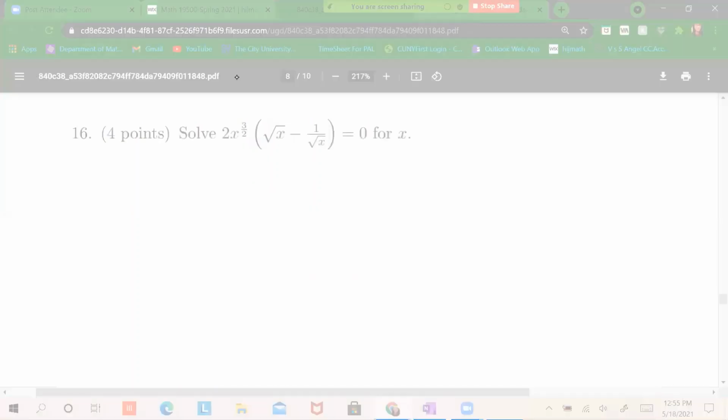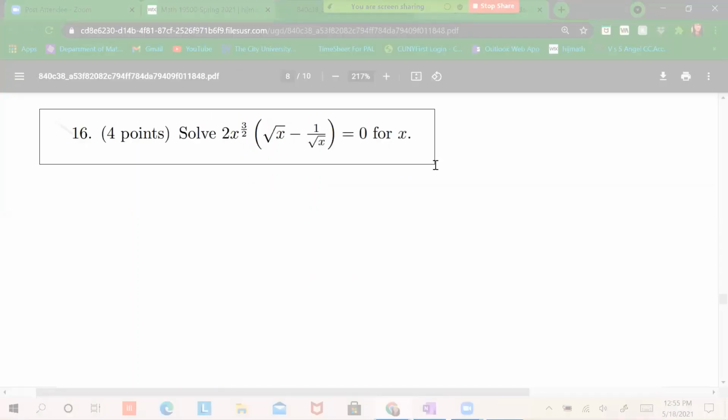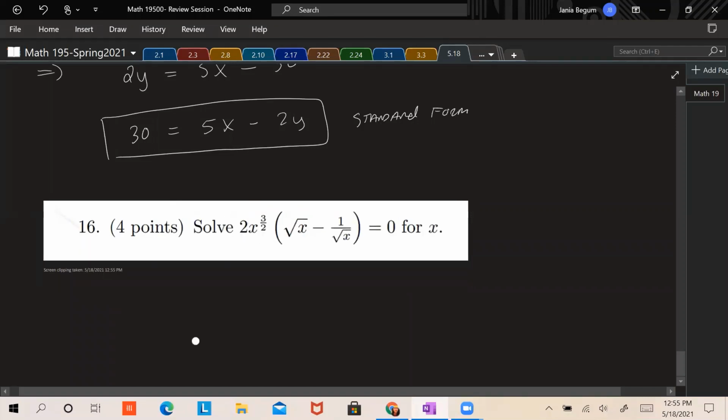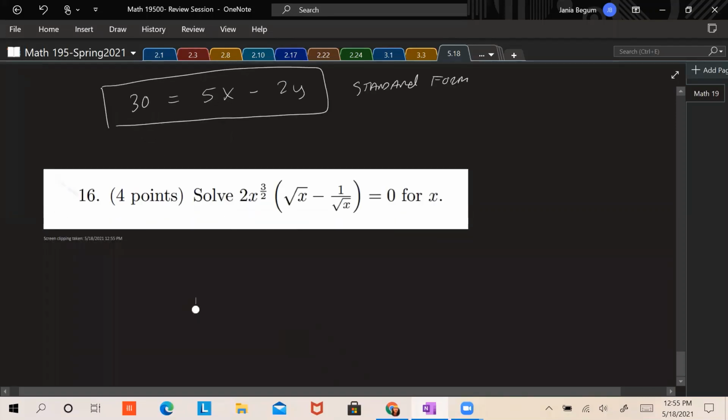Okay, so here's number 16 from the same final, and we want to simplify. Oh no, we're actually solving. Oops, I didn't see the equal sign, okay. So let's solve this equation. So what do you guys think? How are you going to solve this? Any suggestions?